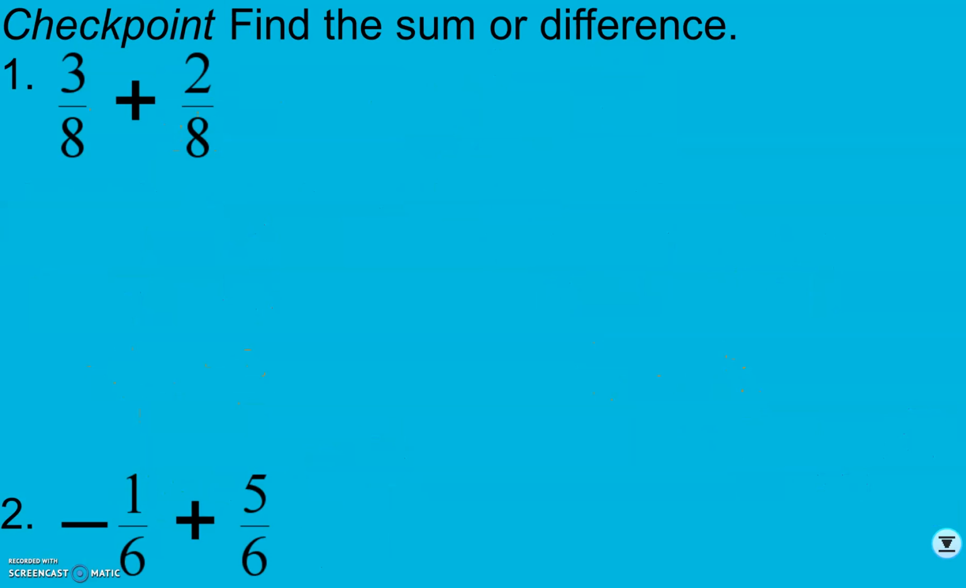Here in number 1, we have a common denominator and we're adding. So I go ahead and keep that denominator and I can perform the operations on my numerator. So 3 plus 2. 3 plus 2 is 5, and I keep that denominator as an 8. 5 and 8 are relatively prime, meaning their greatest common factor is 1, and I cannot reduce them any further.